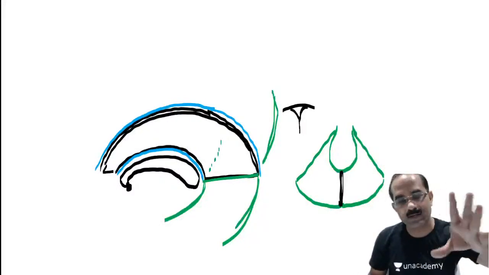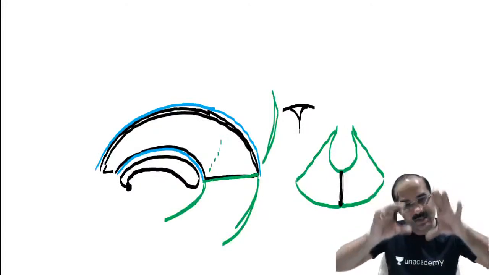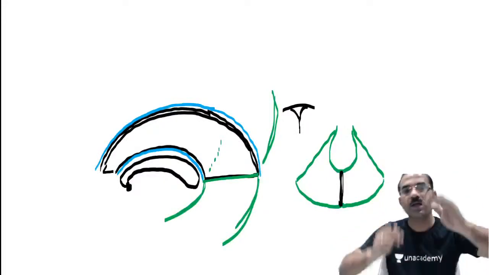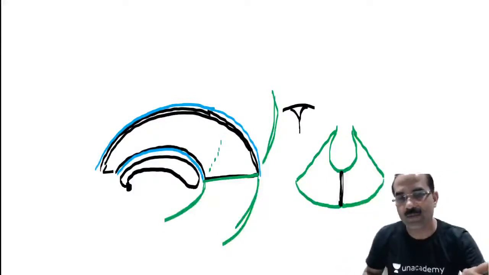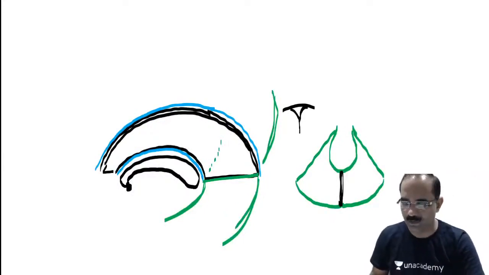That's the... one minute. Who's below the tentorium cerebelli? That's the cerebellum. I'm so sorry. That's the cerebellum. And who's above the tentorium cerebelli? That's the occipital lobe of the cerebrum.